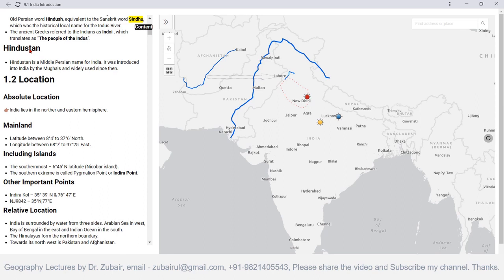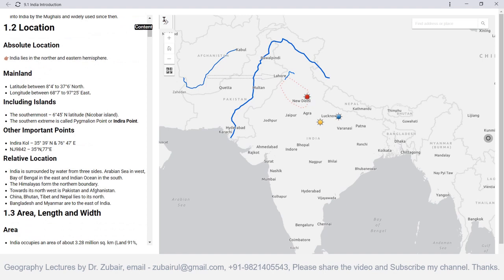Let's talk about another popular word, the third word, that is Hindustan. Hindustan is a Middle Persian name for India. It was introduced by the Mughals. So Hindustan is not an official name. There are two official names, that is India and Bharat.